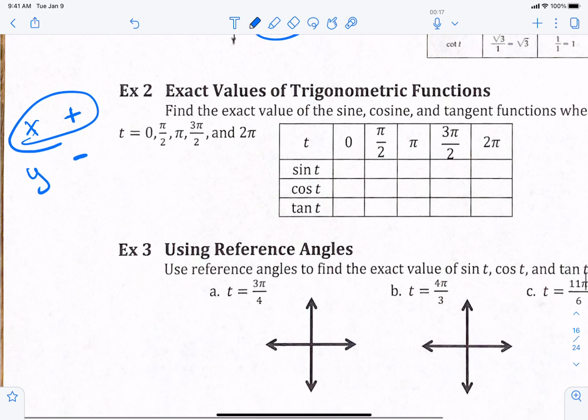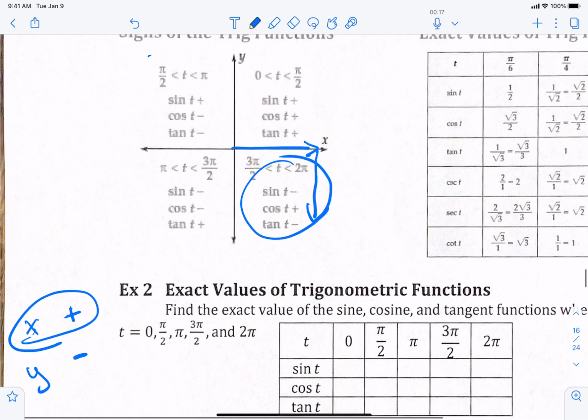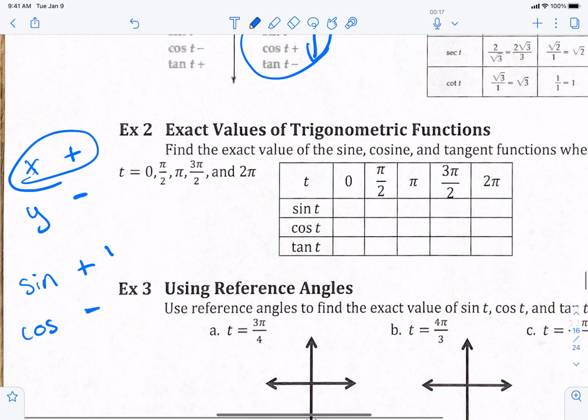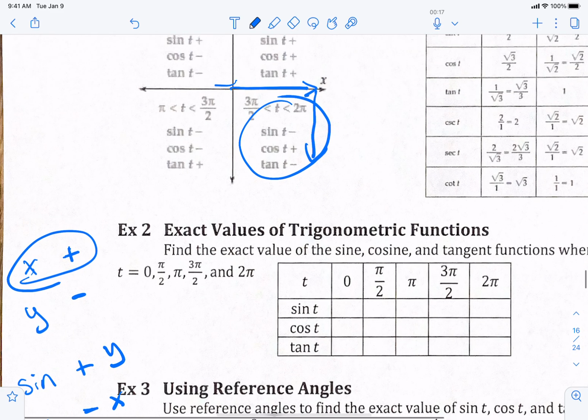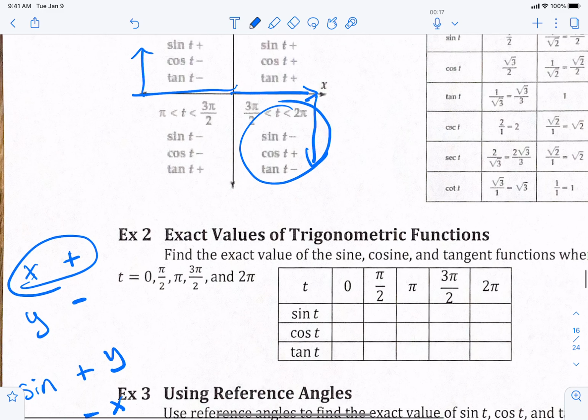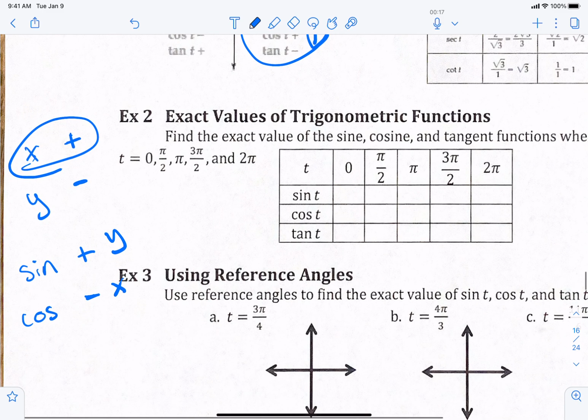Okay? Now let's say the sine value is positive and the cosine value is negative. Sine is the y coordinate and cosine is the x coordinate. So the x's are negative, which means we're going left, and the y's are positive, which means you're in the second quadrant. Does that make sense? So whatever the y value and the x value, the sine and the cosine value, you can figure out what quadrant you are in.